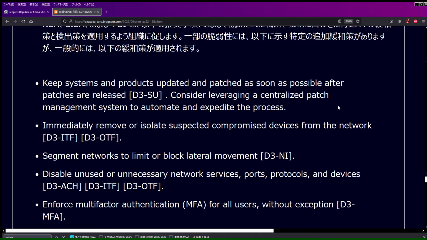Immediately remove or quarantine suspected compromised devices from the network. D3ITF D3OTF. Segment the network to limit or block lateral movement. D3NI. Disable unused or unnecessary network services, ports, protocols, and devices. D3ACH D3ITF D3OTF. Enforce multi-factor authentication, MFA, for all users without exception.